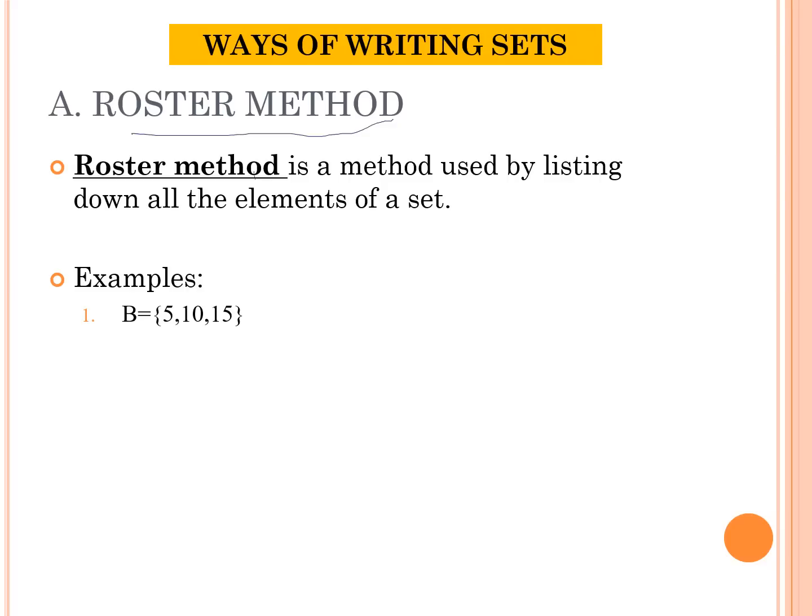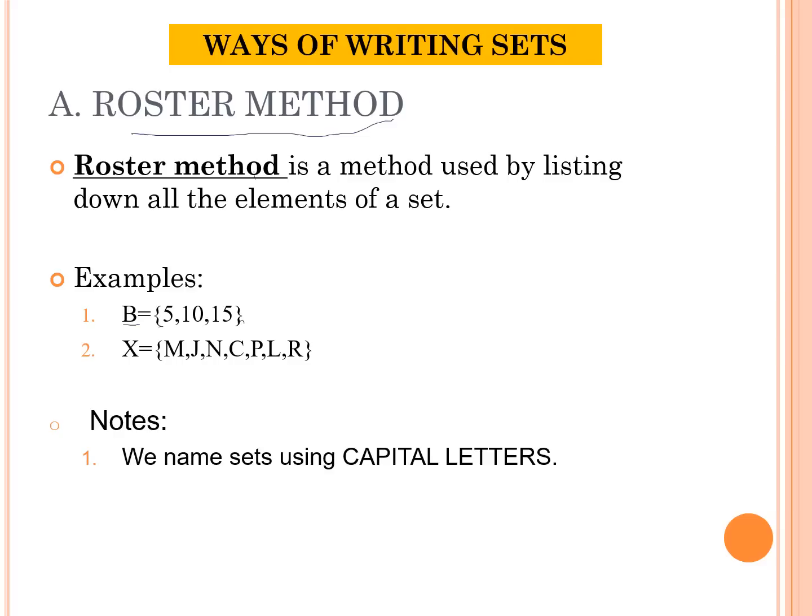Just like these examples, we have the name of the set, and then we have the braces, and inside those braces are the elements separated by a comma or commas. Another example, number 2. So the elements are already listed down. And we have here some notes. We name sets using capital letters, and we've done that in the previous examples. For number 2, the elements of a set are enclosed by braces.